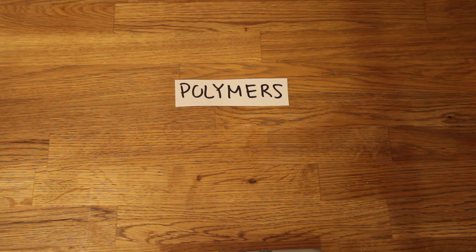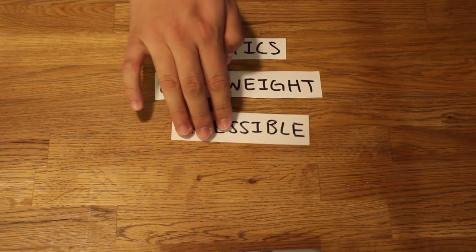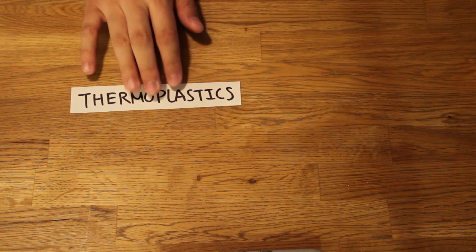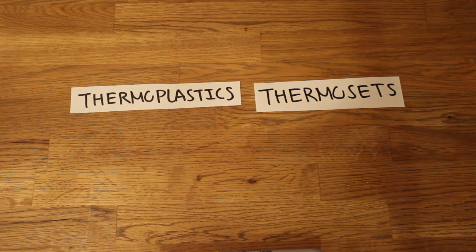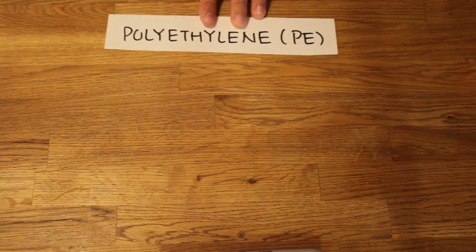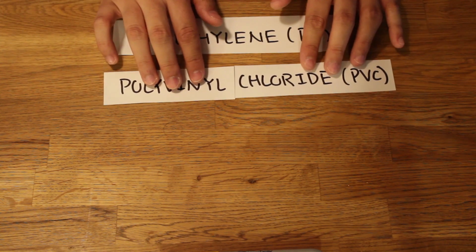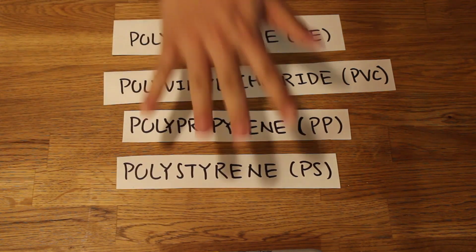Polymers. Nowadays, polymers are everywhere. The most common polymers we see are plastics. Plastics are lightweight, accessible, and durable. Polymers can be broken down into 2 main types: thermoplastics, which can be remelted, and thermosets, which cannot remelt. Some common polymers include polyethylene, polyvinyl chloride, polypropylene, and polystyrene.